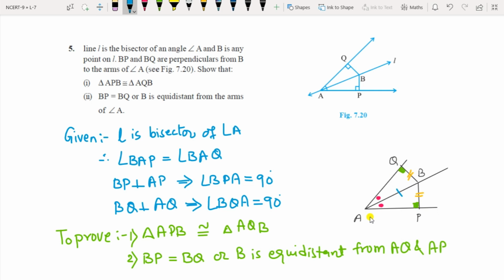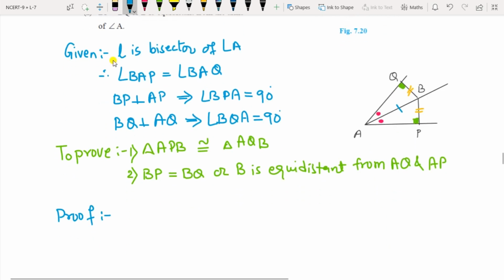So let us start with given now here. L is the bisector of angle A. Therefore, BAP is equal to BAQ, okay, that I have shown in pink here, and BP is perpendicular to AP, therefore BPA will be 90 degree, BQ is perpendicular to AQ, therefore BQA will also be equal to 90 degree, and we have to prove these two triangles are congruent, and this BP is equidistant to BQ from AQ and AP. Let us start with the proof now.